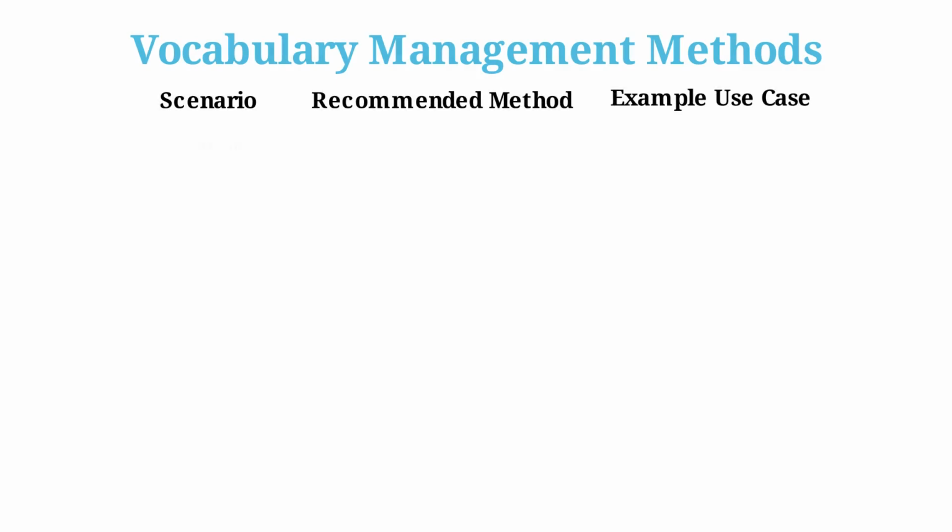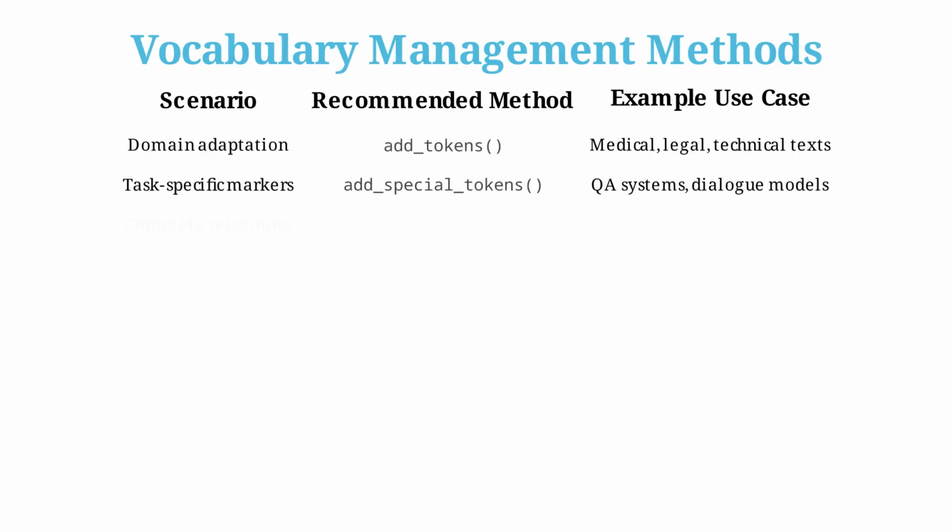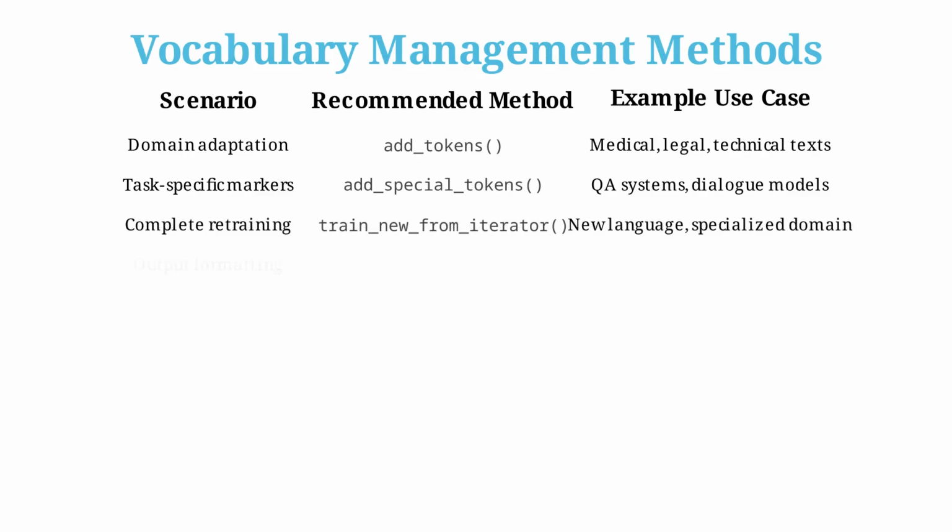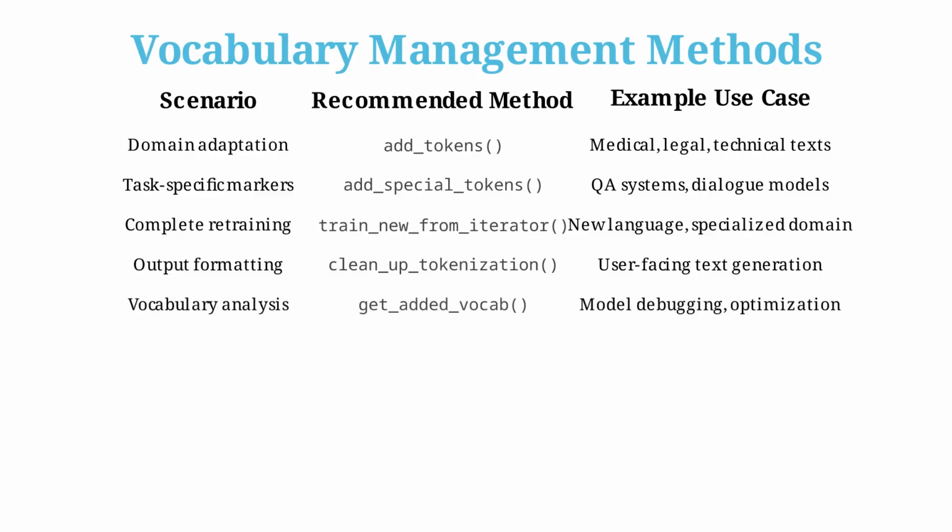Let's wrap up with a summary of key takeaways and best practices. We've learned to use add tokens for domain-specific tokens, add special tokens for task-specific markers, get added vocab for tracking additions, train new from iterator for complete customization, convert tokens to string for proper subword handling, and clean up tokenization for cleaner output. Remember to add domain-specific tokens to reduce overhead, use consistent naming conventions, verify token preservation, monitor vocabulary growth, and test on representative samples.